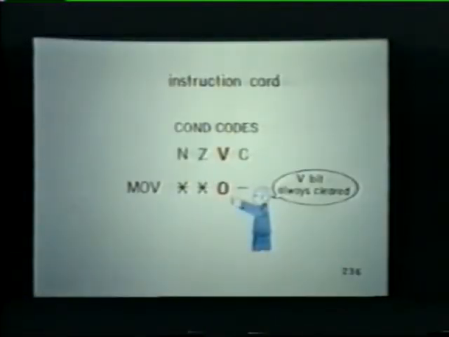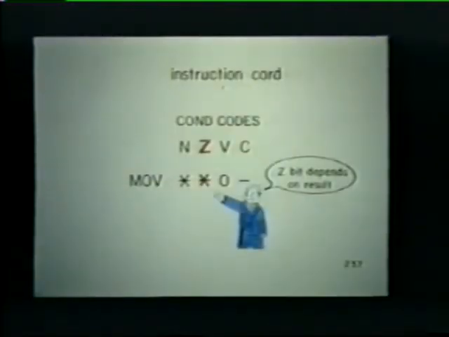A 0 in the column indicates that that bit is always cleared as a result of the instruction. For example, whenever we use a move instruction, the V bit is always cleared. And finally, the asterisk means that that code is set or cleared conditionally. In other words, its state is dependent on the result of the instruction. In this case, if we moved 0 into a register, the Z bit would be set. If we moved some other number, the Z bit would be cleared.